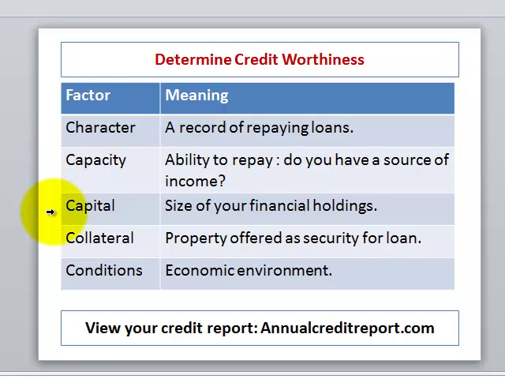Capital. What kind of savings do they have? Are they a multimillionaire that's unemployed? Well, that might be a pretty good loan. Fourth, are they willing to put up any collateral, i.e., are they willing to put up valuables as security for the loan? And fifth, what are some of the economic conditions? If the economy's bad and people are getting laid off, I might be more reluctant to make the loan. You can view your credit report, which the government provides free each year, at annualcreditreport.com. And again, that link is on your Blackboard site under links.